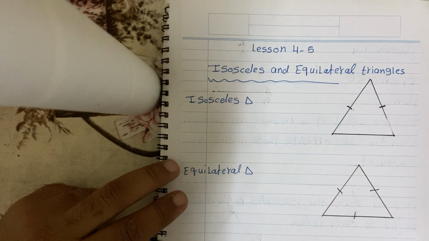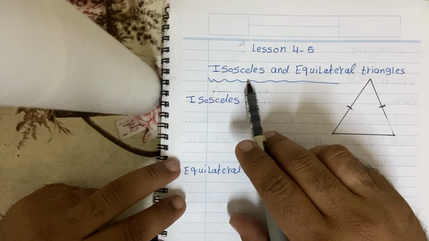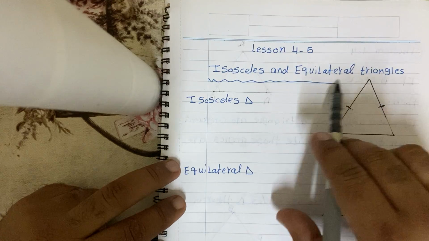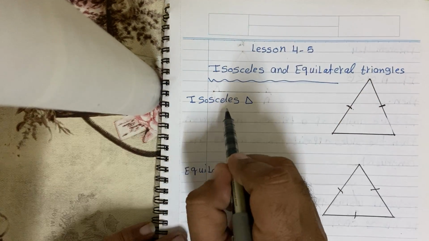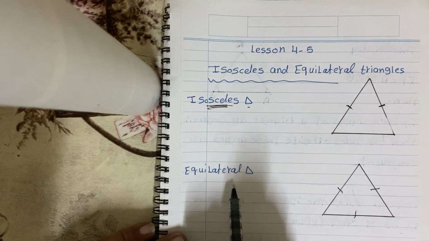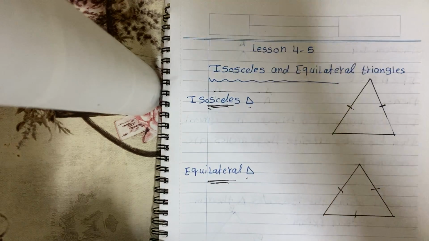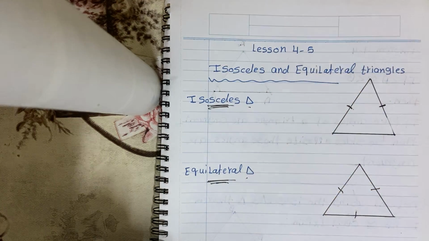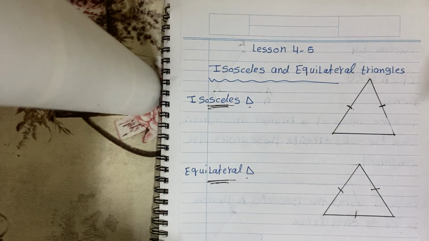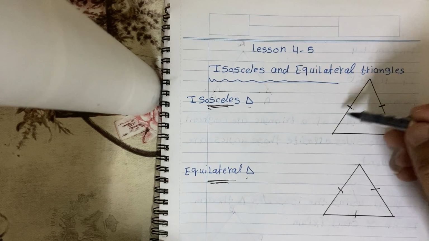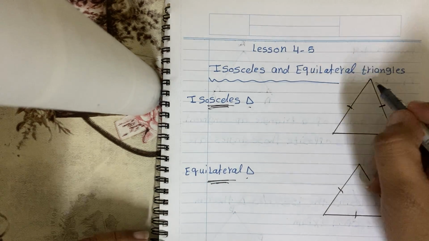How are you today? Our lesson is lesson 4-5, which is isosceles and equilateral triangles. First, we need to know the meaning of isosceles triangle and equilateral triangle. An isosceles triangle is a triangle that has only two sides equal in length. If a triangle has two sides equal in length, it's called an isosceles triangle.